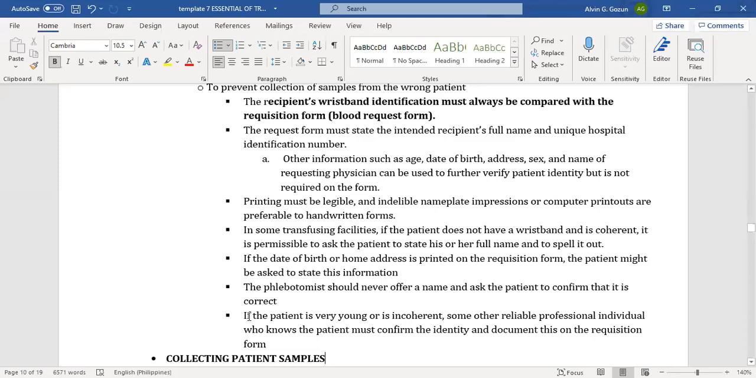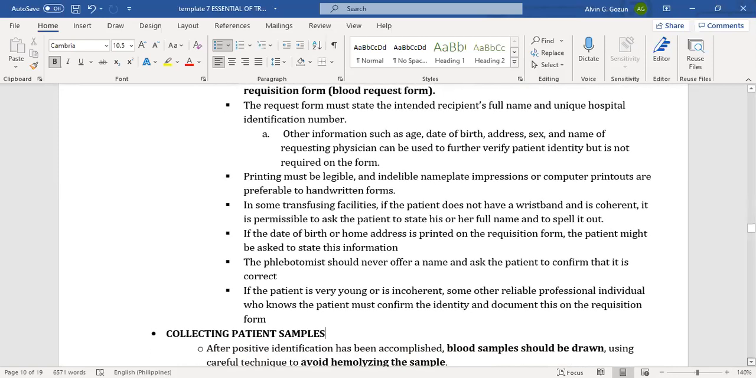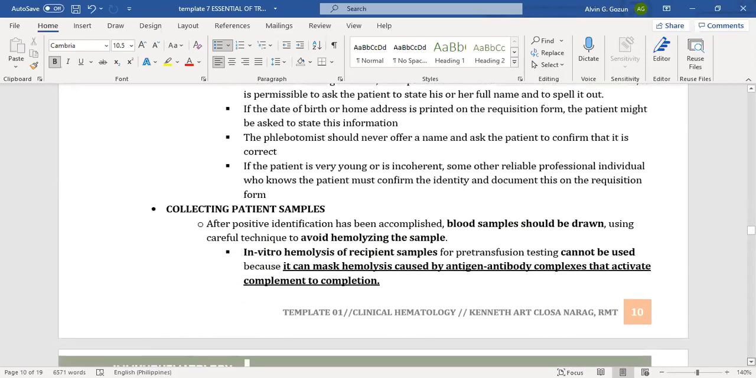So never. Tandaan nyo to. And last, if the patient is very young or is incoherent, some other reliable professional individual who knows the patient must confirm the identity and document this on the requisition form. So it's very important yung mga bantay or yung guardian. Kapag yun nga, very young yung pasyente or incoherent, we might ask yung guardian nila or yung sino yung bantay sa hospital.